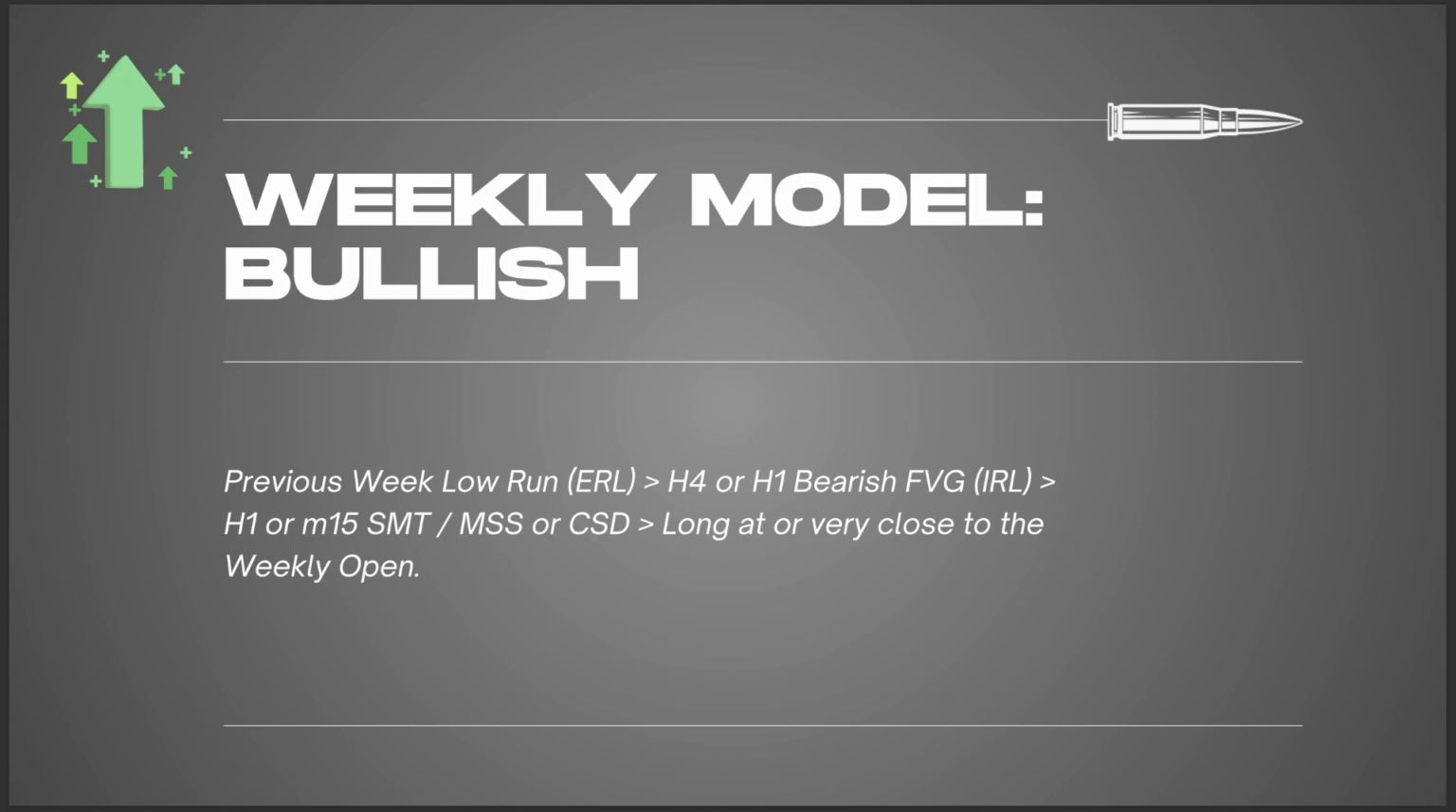And for a bullish scenario, we're going to be running previous weekly low, and that is that external range liquidity, then 4 hour or 1 hour bearish fair value gap as our draw on liquidity, and then we're going to be waiting for a 1 hour or 15-minute SMT, market structure shift or change in the state of delivery, and then long at or very close to the weekly opening price.